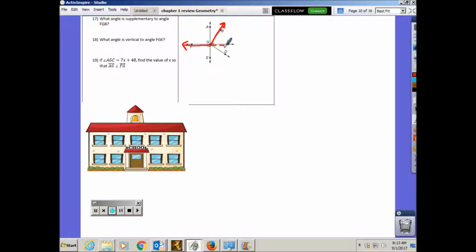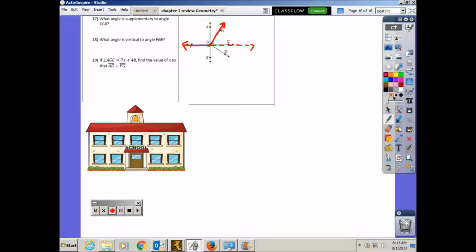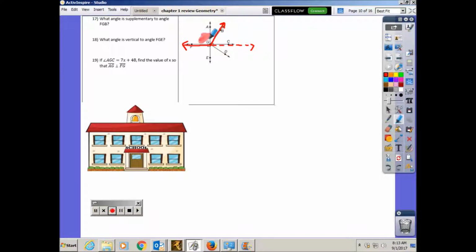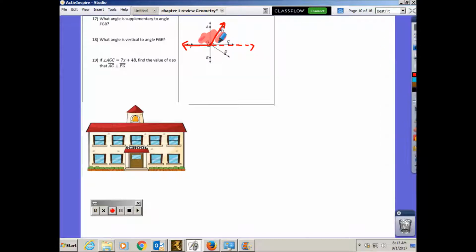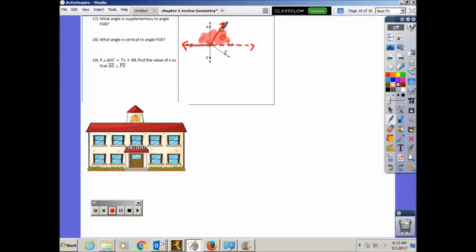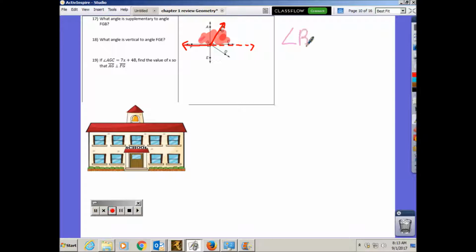So actually, this angle and this angle are going to be supplementary because they're going to add up to 180 degrees. To review some of my prior vocabulary, these are also going to form a linear pair. So the angle that is supplementary to FGB is angle BGC.